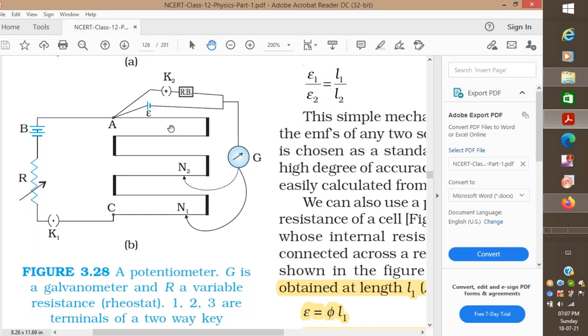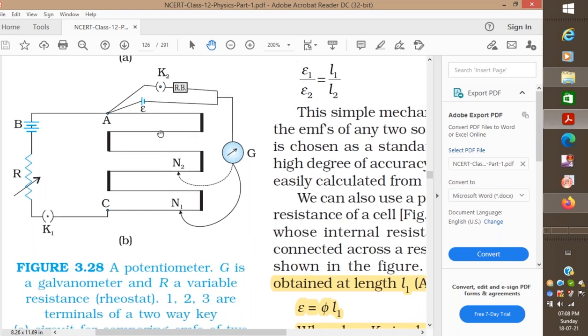Okay, so they have to be in parallel. The cell and this standard resistance have to be in parallel. Now look, once you keep this K2 switch open, then in the circuit only the cell is connected. Since we know the EMF of the battery, we'll again be applying the KVL over here.